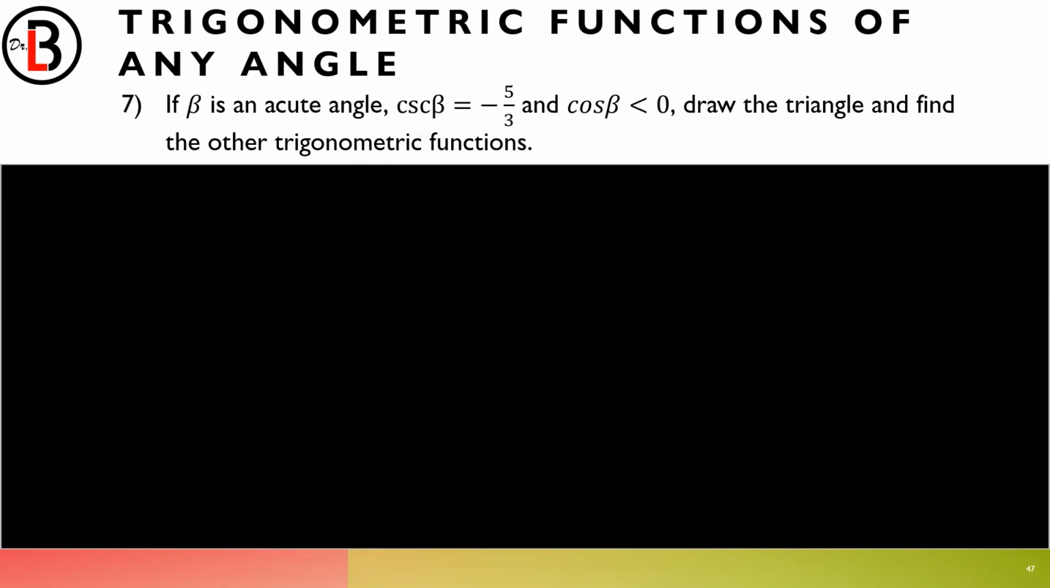Okay? So let's go to the last number. If beta is an acute angle, cosecant of beta is negative 5/3. So it says there, cosecant beta is negative. So cosecant is the reciprocal of sine. So I can say that sine is also negative. And it says there, cosine of beta is also negative.